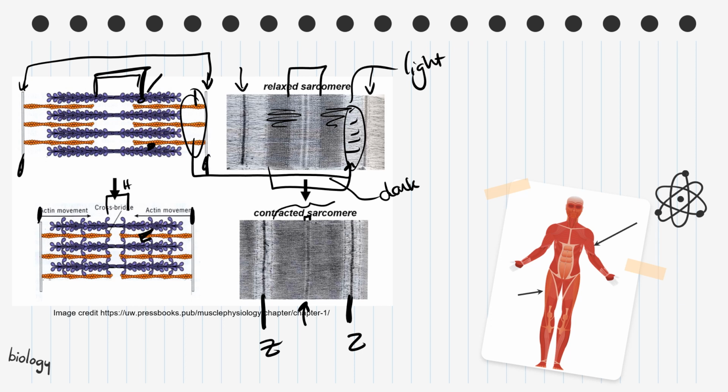My dark band is a little bit smaller just because that H zone is skinnier in the middle. Notice that the light bands are also quite a bit thinner. Light band here compared to the light band here. So relaxed, contracted, feeling good.